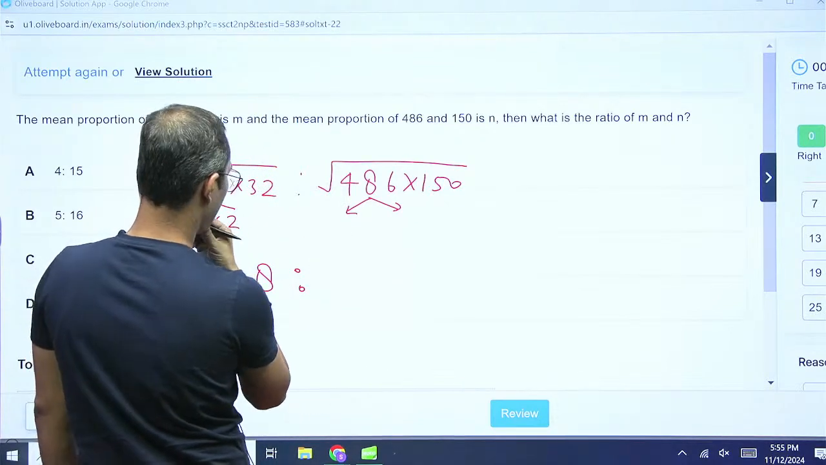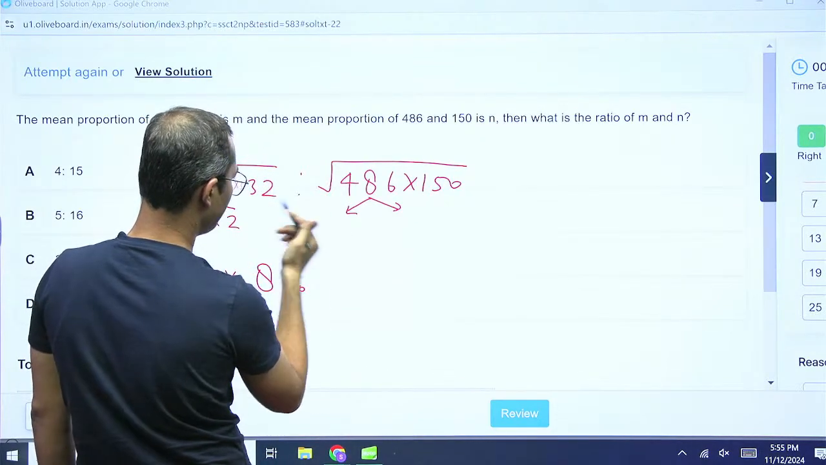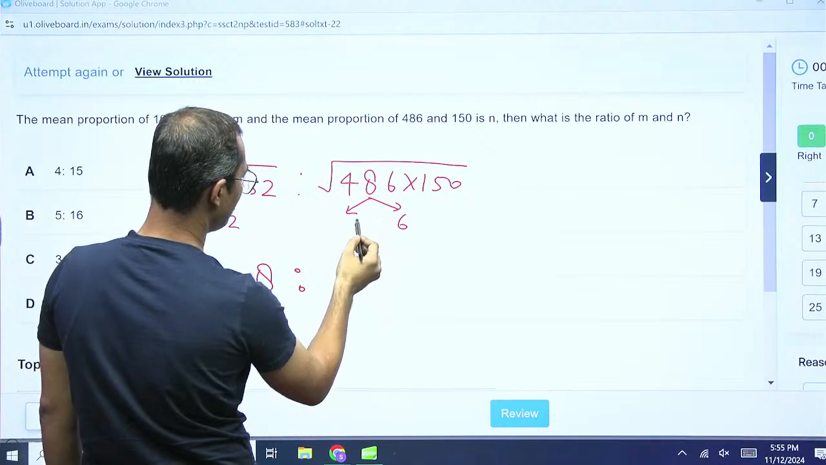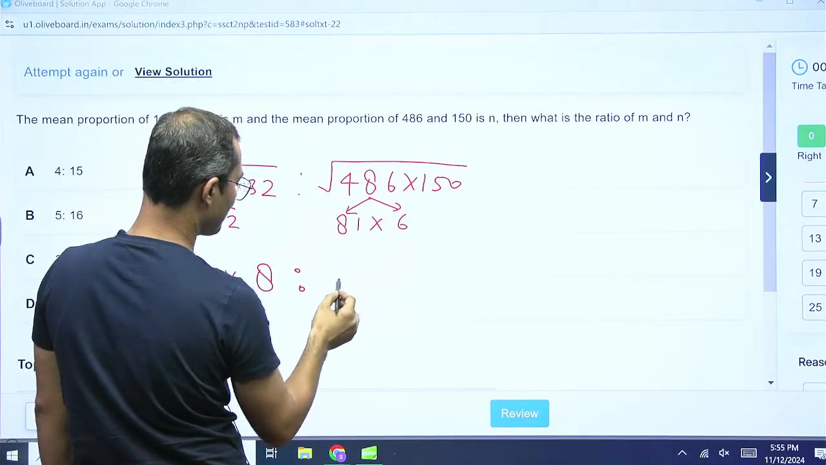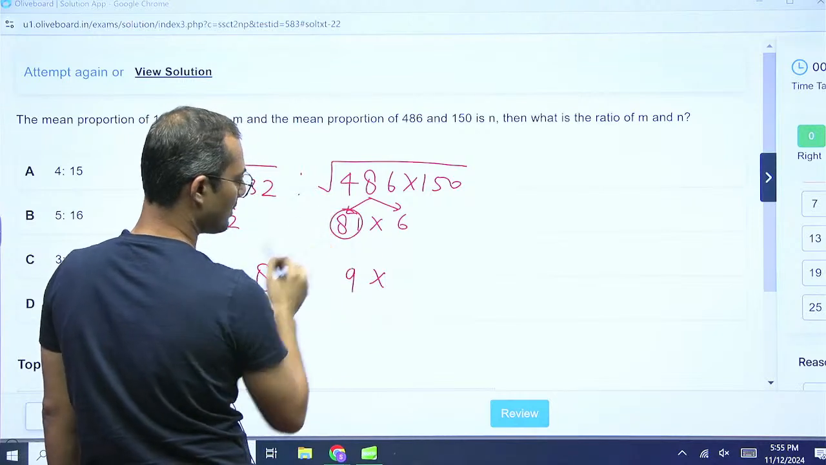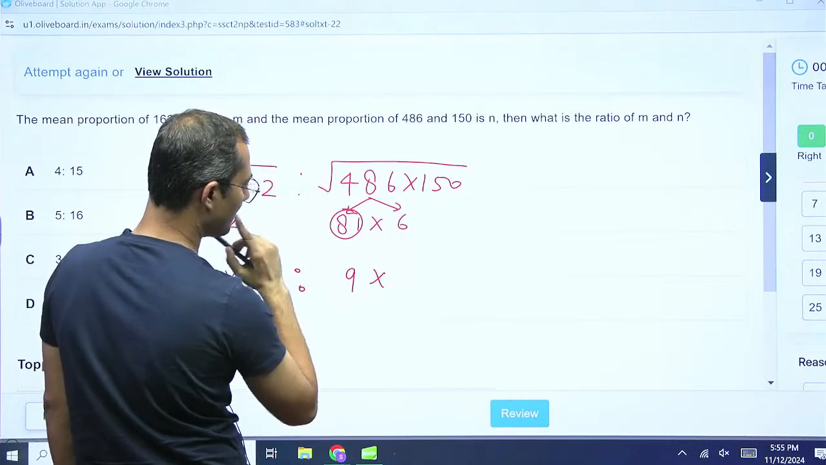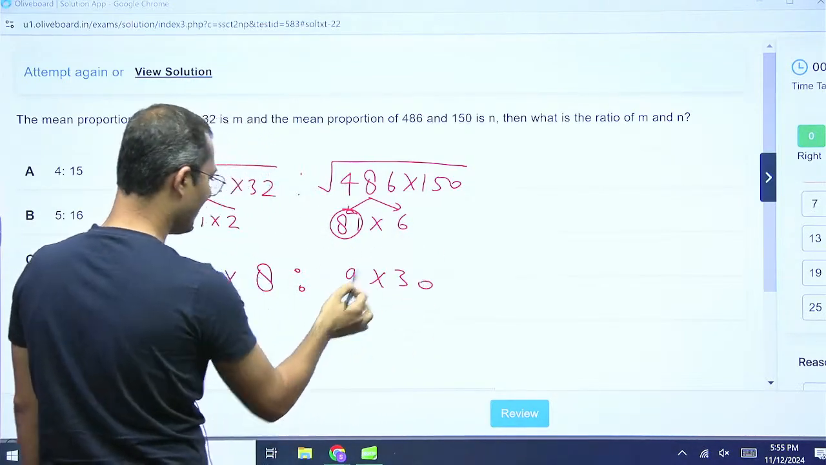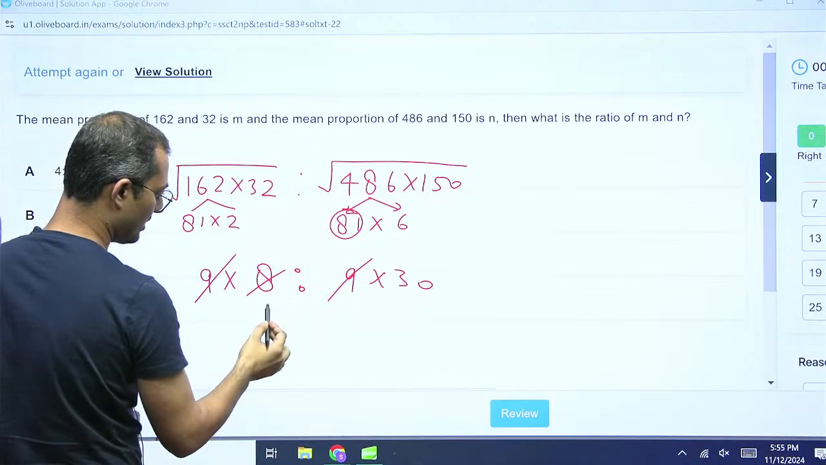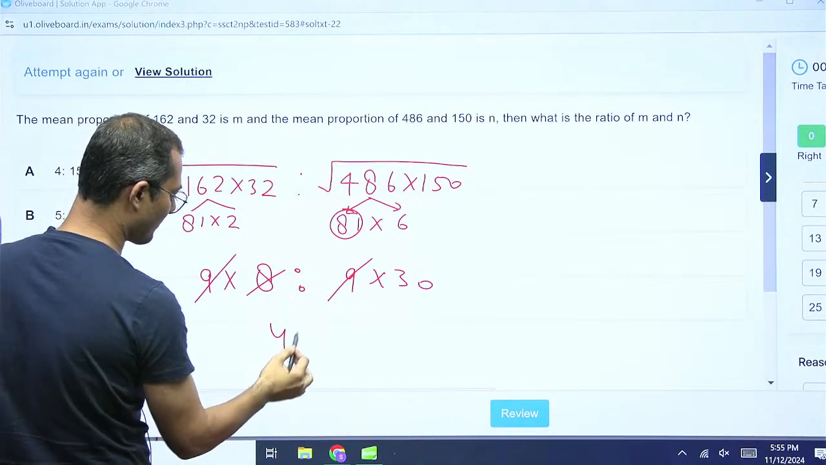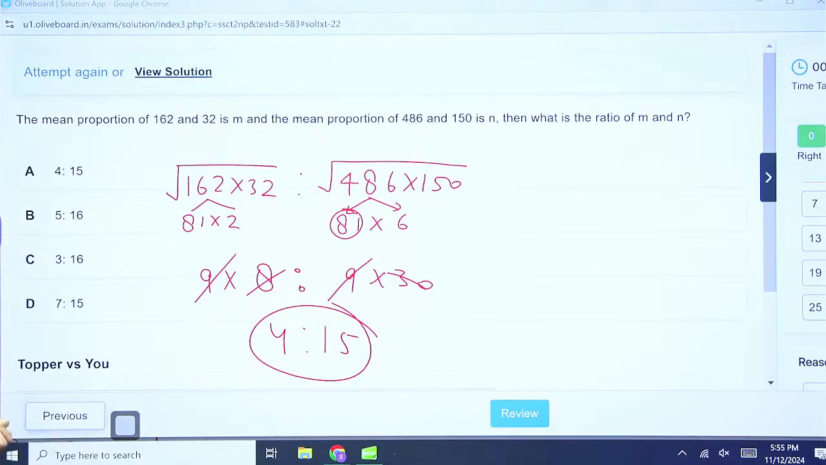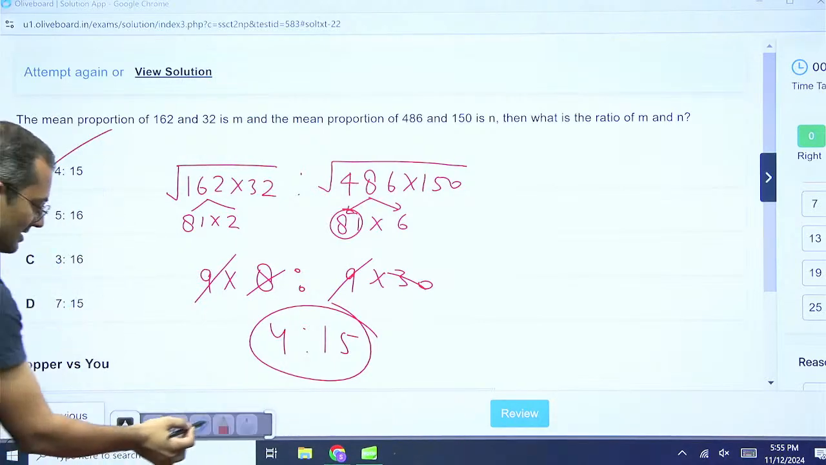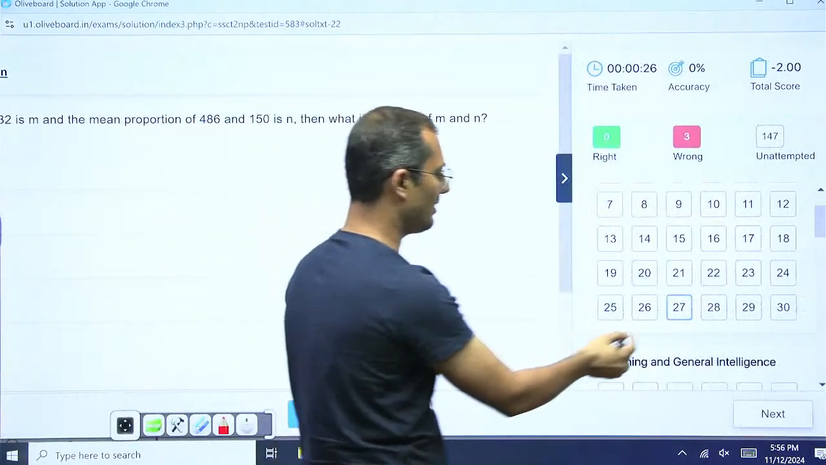See, if I take 6, so 81 into 6. So for 9, 81, 15 into 9, 900, so we will get 30. 9 cancel by 2, this is 4 times, by 2 this is 15 times. So 4:15 is the right answer. So A part is the right answer.